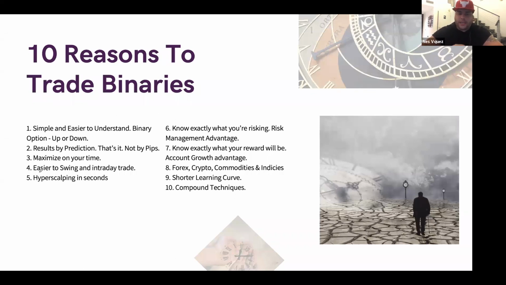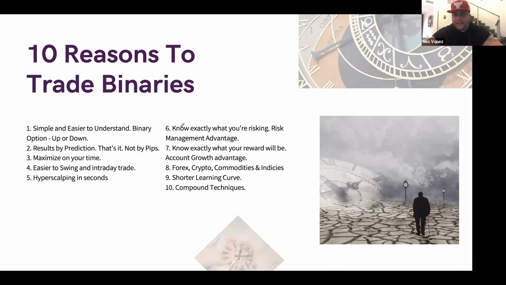Number four, it's easy to swing an intraday trade as well. Remember, it's not about catching a lot of pips. It's about your prediction. It's about making the right predictions with your time. So you could place a time limit for anywhere between 30 seconds to the next 30 days. Now, number five, you can hyperscalp in seconds. Some brokers allow you to take 30-second positions.